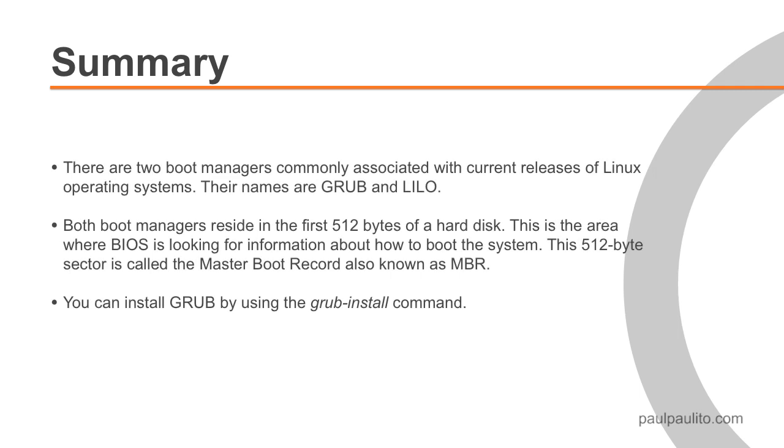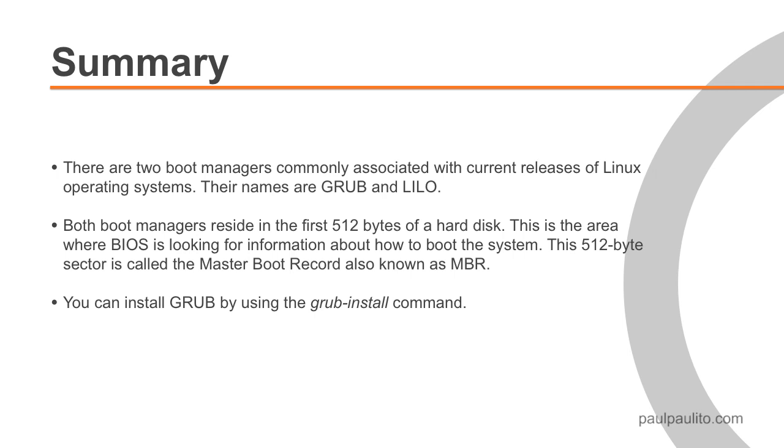Summary. There are two boot managers commonly associated with current releases of Linux operating systems. Their names are GRUB and LILO. Both boot managers reside in the first 512 bytes of a hard disk. This is the area where the BIOS is looking for information about how to boot the system. This 512-byte sector is called the Master Boot Record, or MBR.